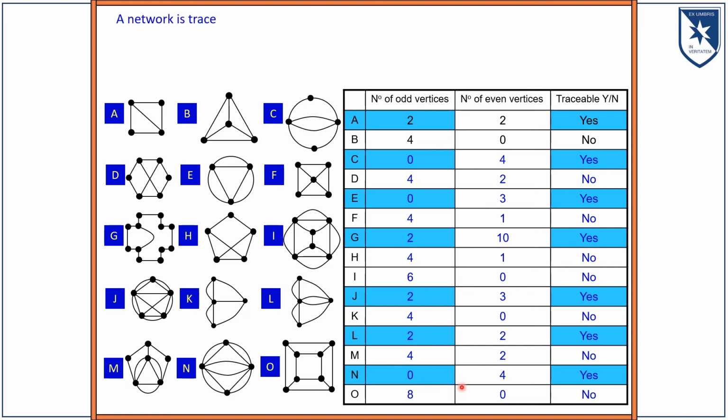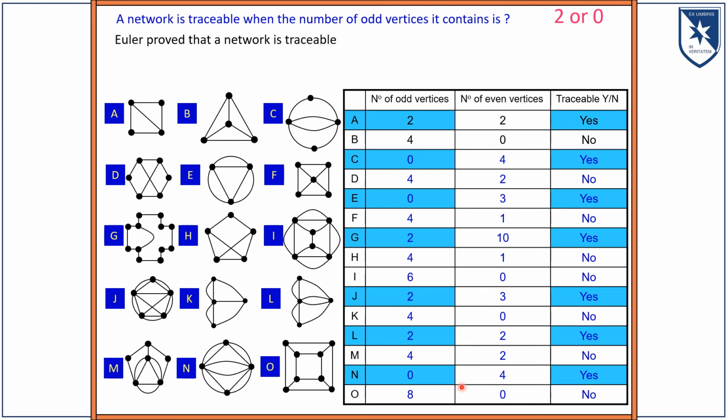And in fact, a network is traceable when the number of odd vertices it contains is either 2 or 0. Hopefully you spotted that. Euler proved that a network is traceable only when it contains exactly 2 odd vertices, or if all its vertices are even.